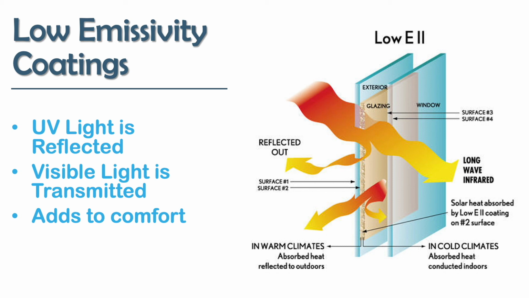And we also see in this slide that they're calling out surface 1, surface 2, surface 3, and surface 4. So if you do end up specifying windows, it's good to understand this concept of the double pane and the four sides of the glazing and where that low E is going to be. If it's on the exterior, it's bouncing heat out, and if it's on the interior, it's bouncing heat back in.